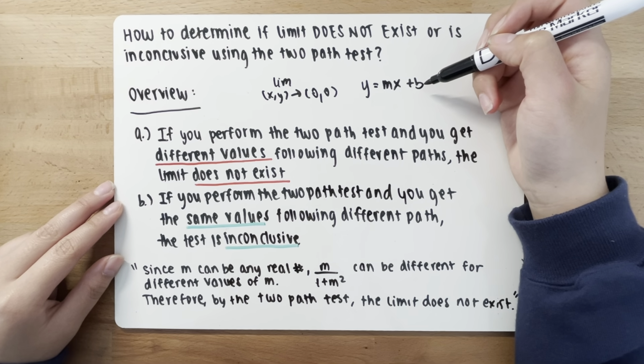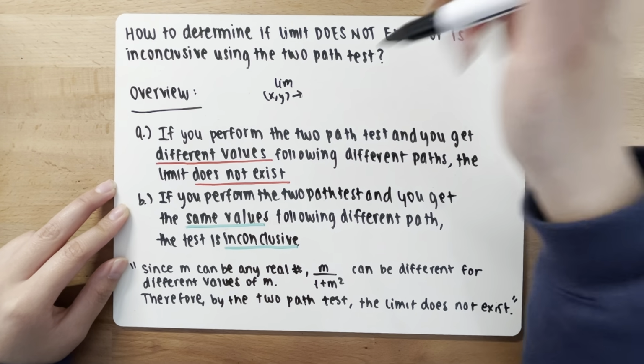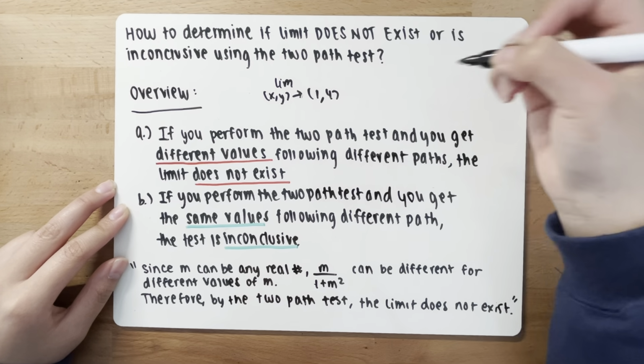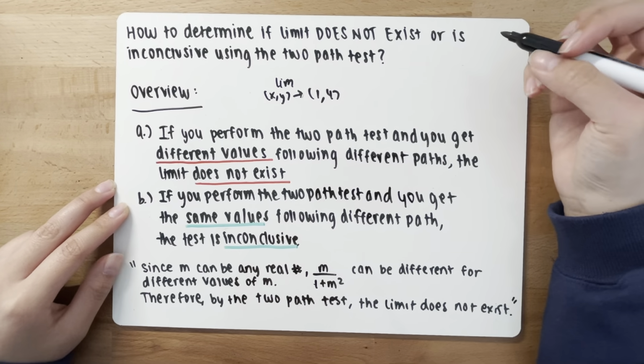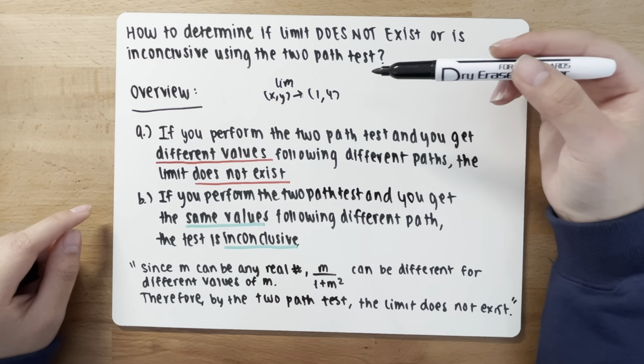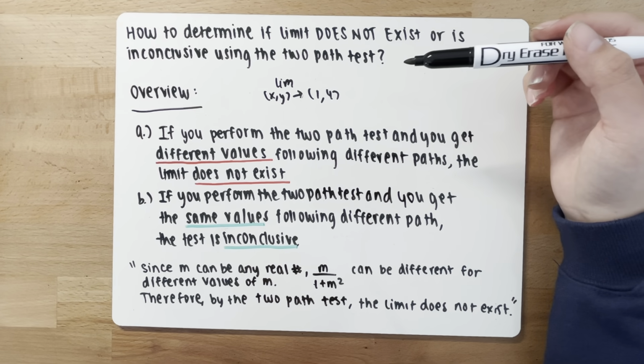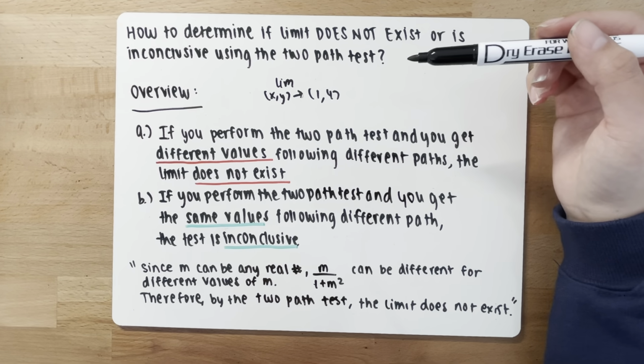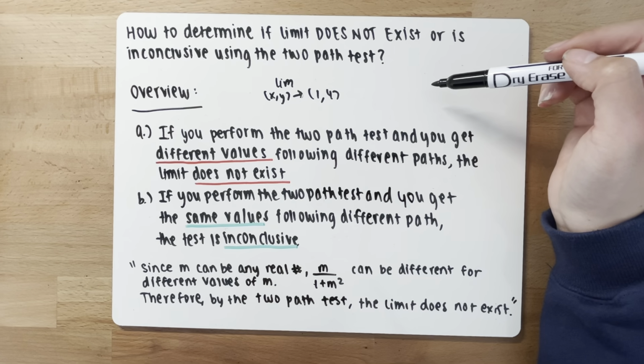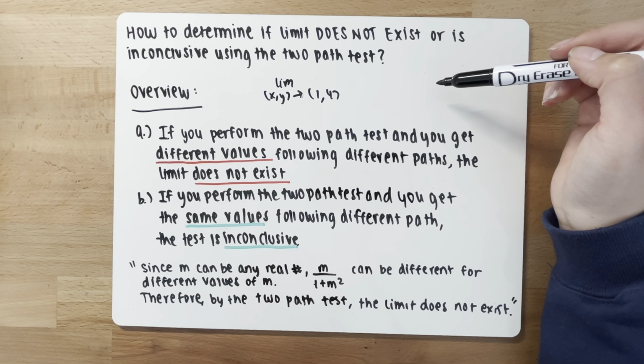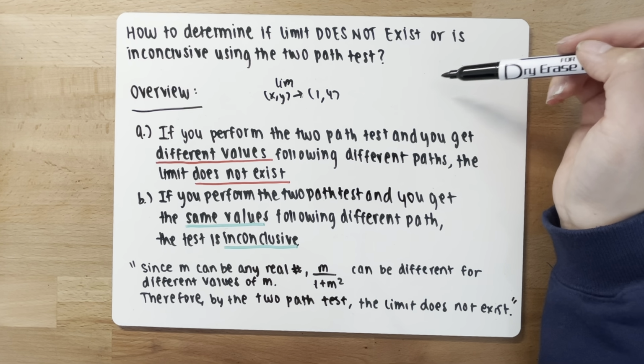Now, if, for example, the point is 1, 4, however, you are going to have to substitute the point. So you're first going to do along the x-axis and then let y be 4, and then you solve for the limit. Once you get the value, you're going to keep it. Then you're going to do path number 2, which is to solve along the y-axis. So you do x equals 1, and then you keep y and solve it.